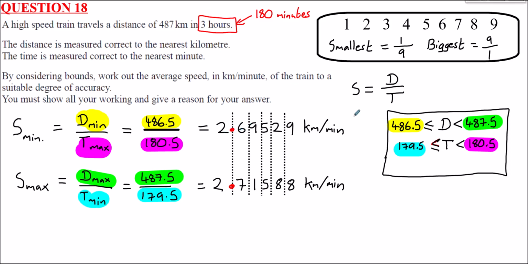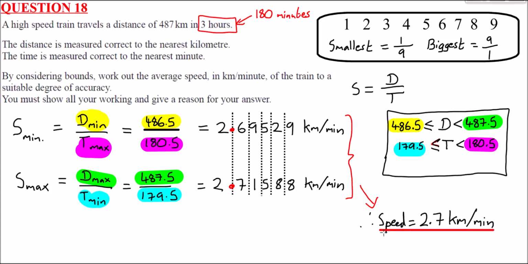So from here, we can therefore say the speed is 2.7 kilometers per minute. So we pick what to round to by going for the maximum degree of accuracy to which both the minimum and maximum bound both agree. And that's only, in this case, 2 significant figures.